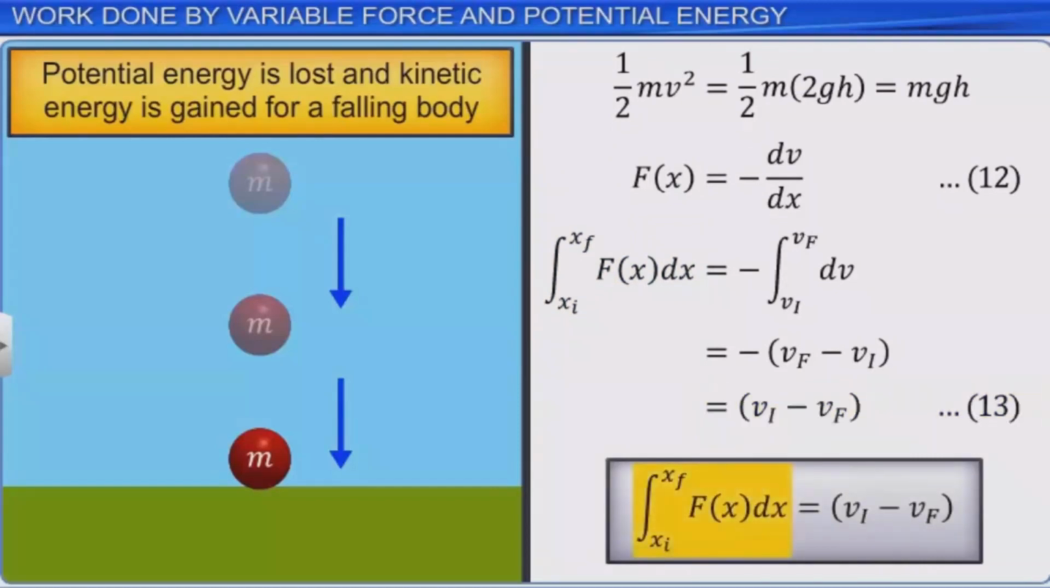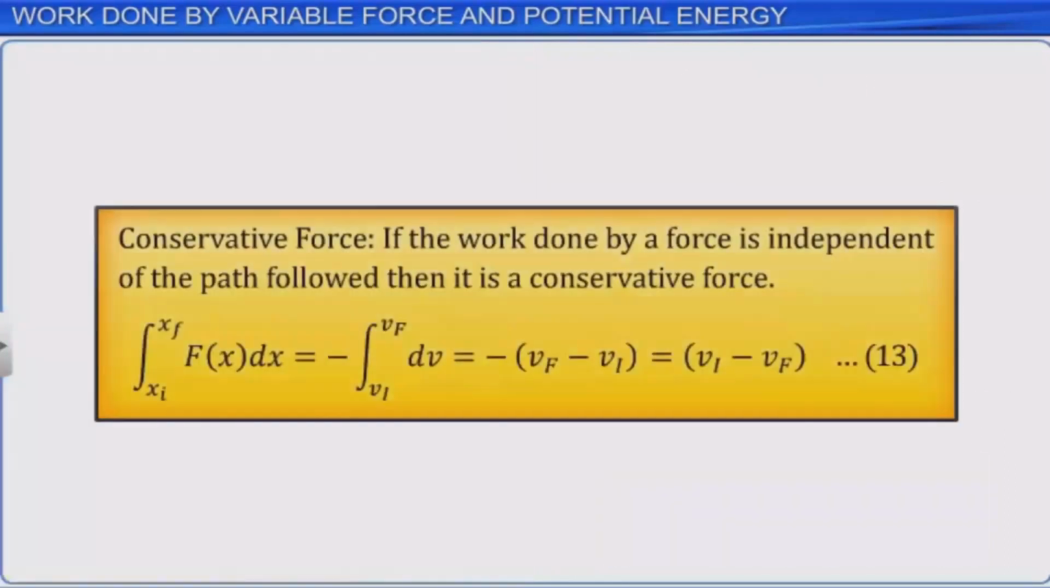From equation 13, we can see that the work done on a body by the force depends on the initial and final positions only and not on the path followed by the body. Such a force is called a conservative force. By definition, if the work done by a force is independent of the path followed, then it is a conservative force. Such a force is characterized by equation 13.